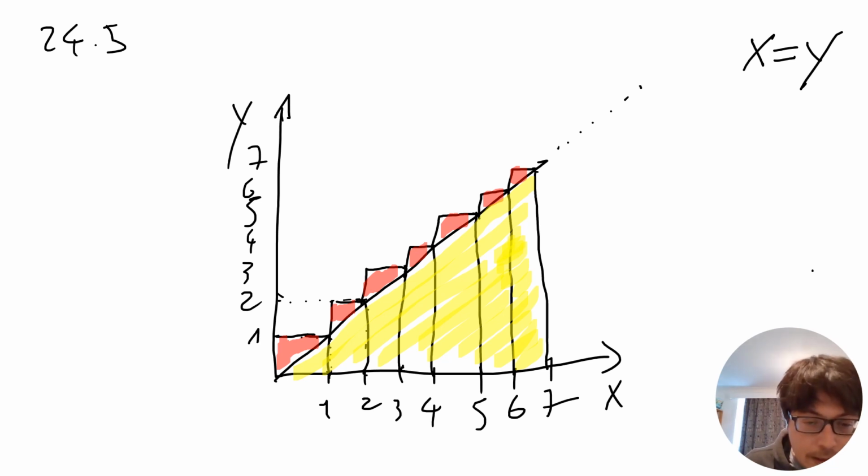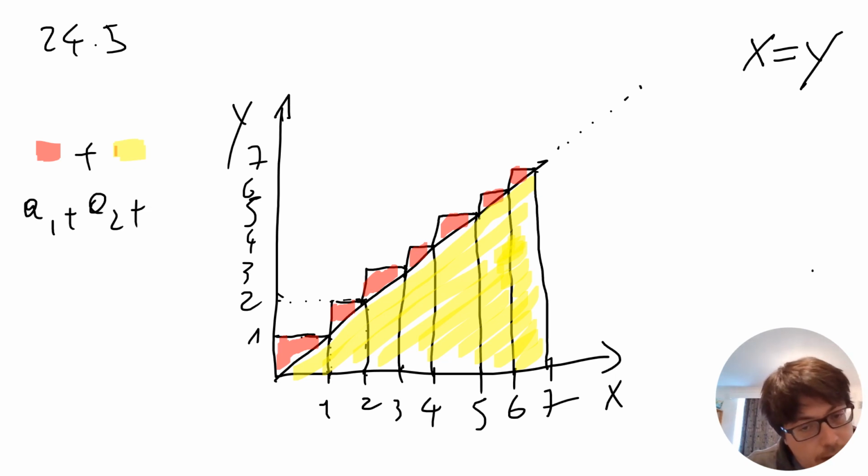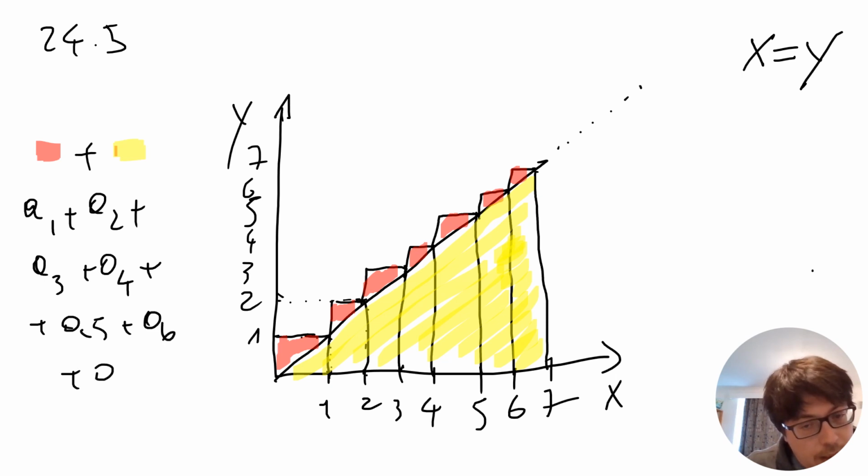So how do we calculate the red plus yellow area? Red plus yellow is just, as I said before, the sum of the rectangles. So it's basically A1 plus A2 plus A3 plus A4 plus A5, A6 plus A7.